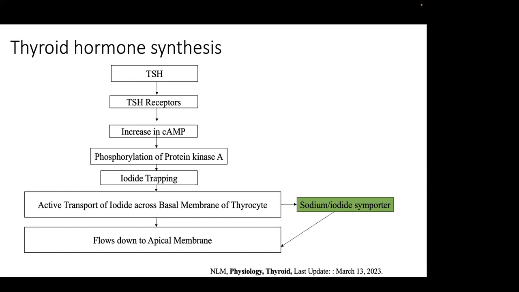This will initiate the process of iodide trapping, which involves first an increase in cyclic AMP, followed by the phosphorylation of protein kinase A. This will result in the active transport of iodide across the basal membrane through an electric gradient towards the apical membrane. So it is basically flowing down towards the apical membrane. In addition, this is mediated by the intrinsic membrane protein, which is the sodium iodide transporter.